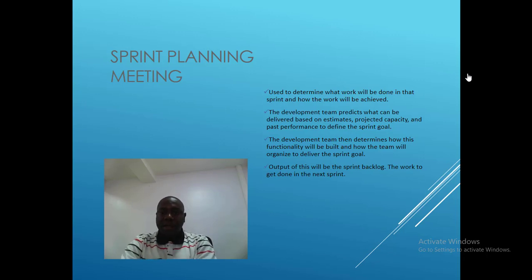So the development team then determines how this functionality will be built and how the team will organize to deliver the sprint goal. The output of this will be a sprint backlog. The work to get done in the next sprint. All right. So it's a planning phase for the next sprint that is going to take place.